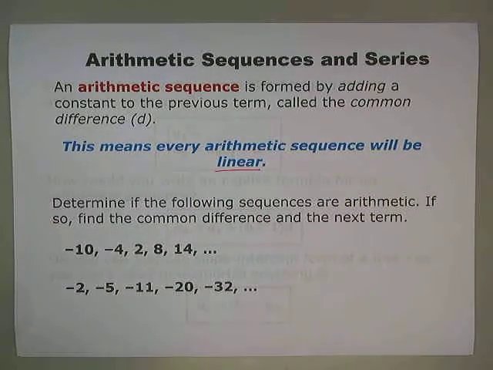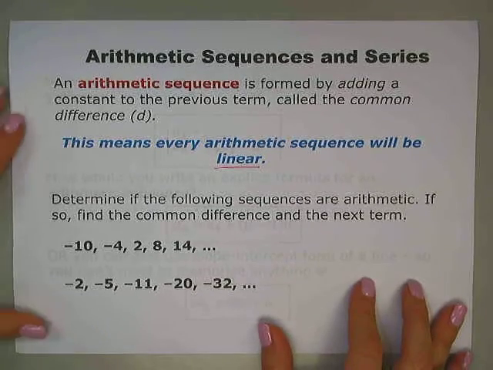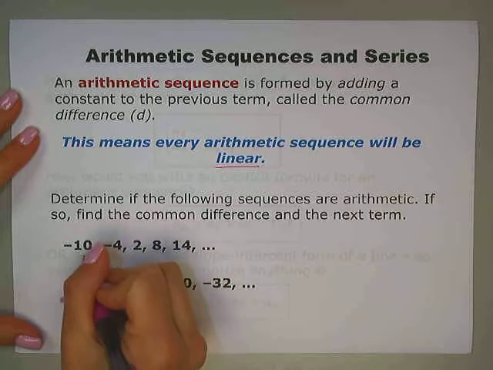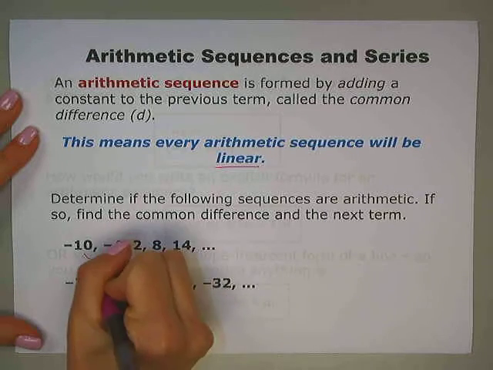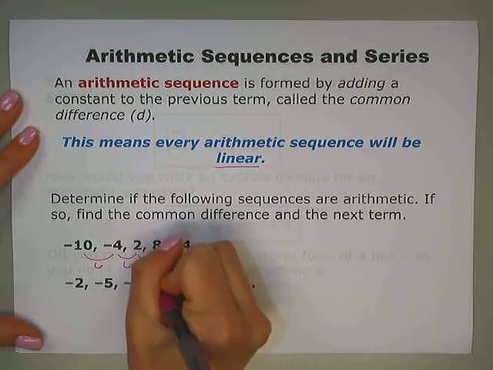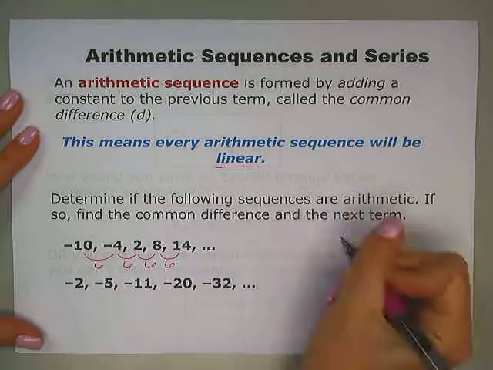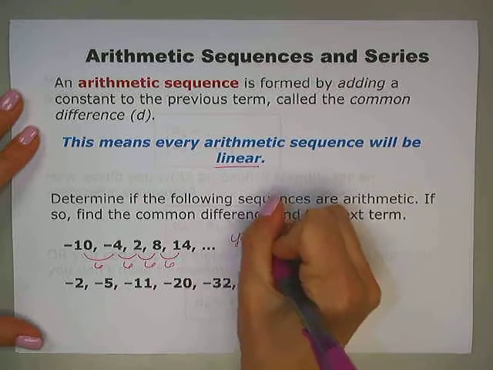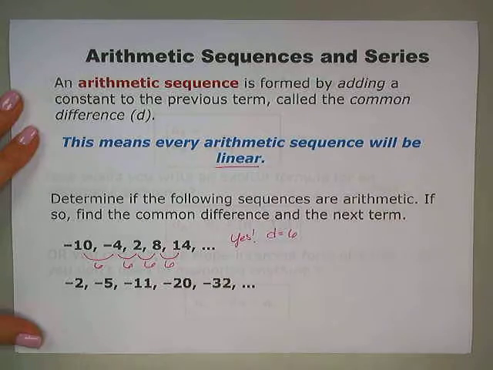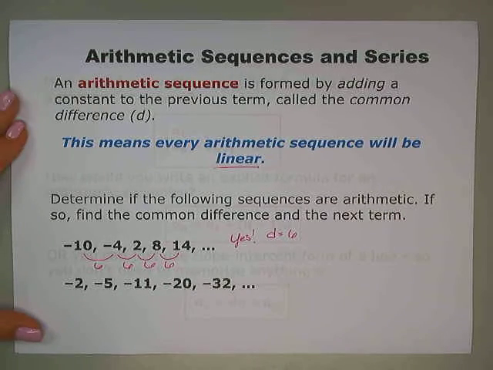Determine if the following sequences are arithmetic. If so, find the common difference and the next term. Piece of cake. So we look at the first one here. I've got -10 to -4, -4 to 2. I've got a difference of 6, and then I've got a difference of 6. And guess what? Difference of 6, difference of 6. That means it is arithmetic. Yes, it is arithmetic. And the common difference is positive 6. In other words, the slope would be 6.